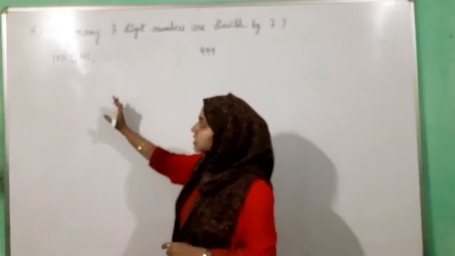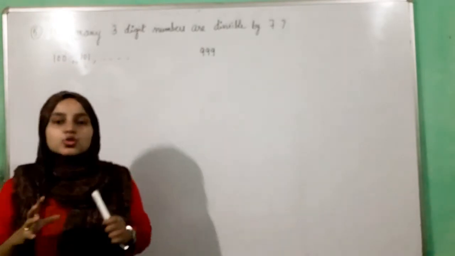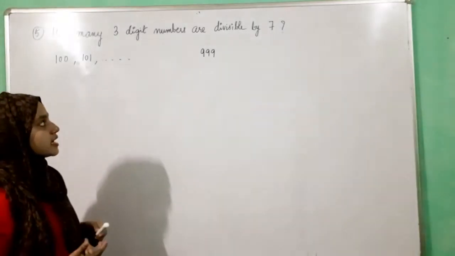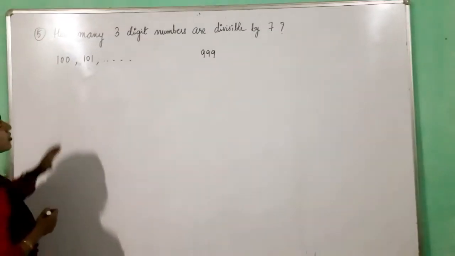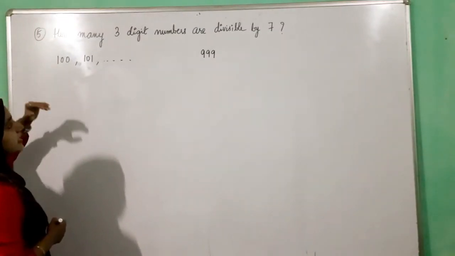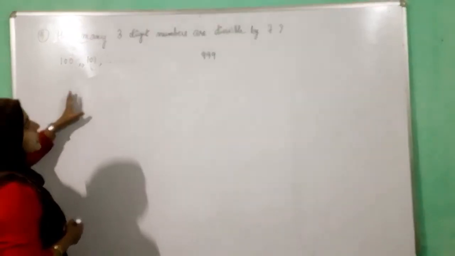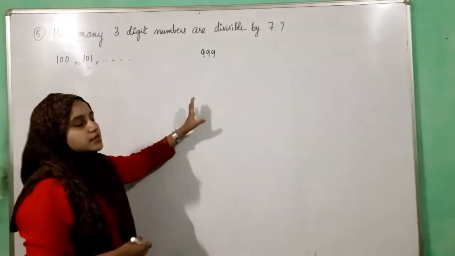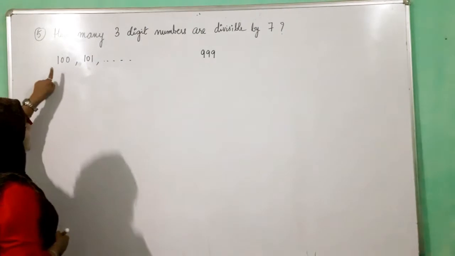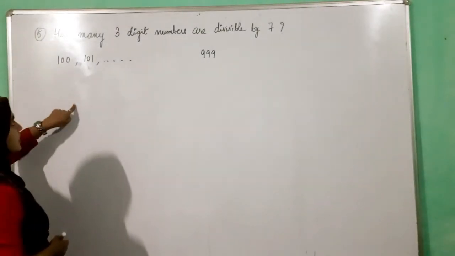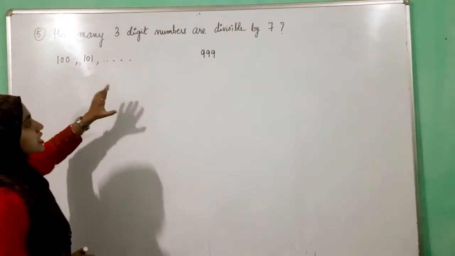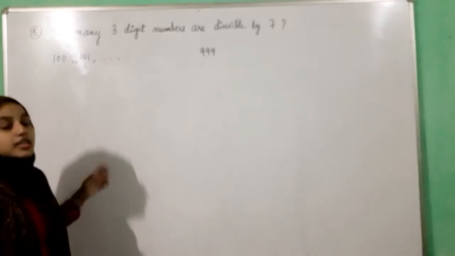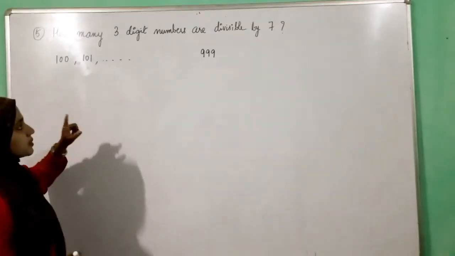So from this list, we have to find how many numbers are there which are divisible by 7. Okay. So first, let us bring another list where we get only those numbers which are divisible by 7. Okay. So we will check if 100 is divisible by 7 or if 101 is divisible by 7. So we do not know which is that first number which is divisible by 7, correct? So how will we get that first number which is divisible by 7?